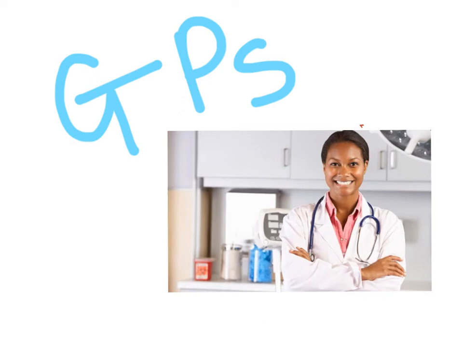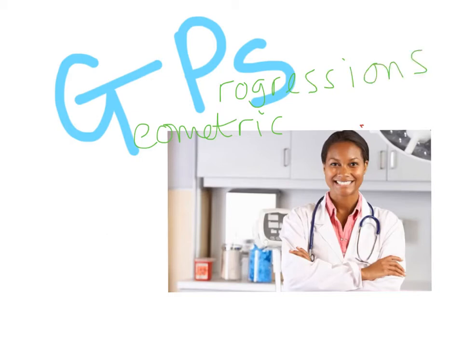Okay, everyone, GPs, otherwise known as geometric progressions. All right, geometric progressions. Okay, do you remember C1? And in C1 we did APs, which were arithmetic progressions, and they looked something like this, didn't they?